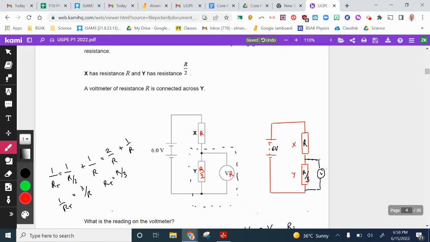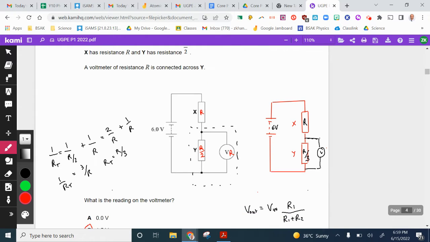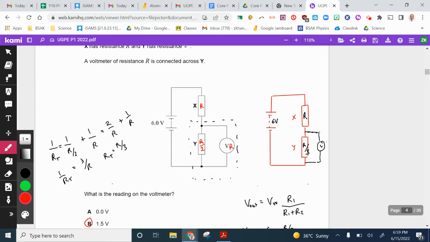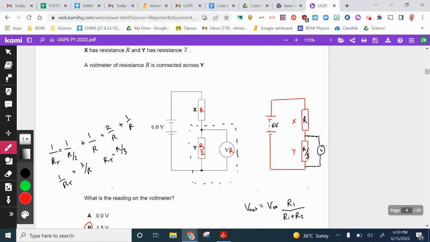Now, when we have a series arrangement, the voltage of 6 volts splits according to the proportion of these resistances. So now we can look at ratios. We can say that this is 3 times bigger than that, so the voltage at X should be 3 times bigger than that of Y. Straightforward ratios will reveal the answer, but you can also use the potential divider equation.